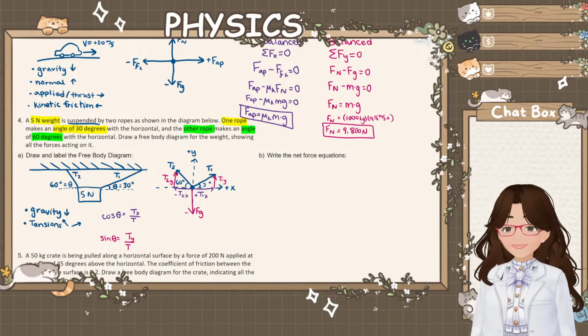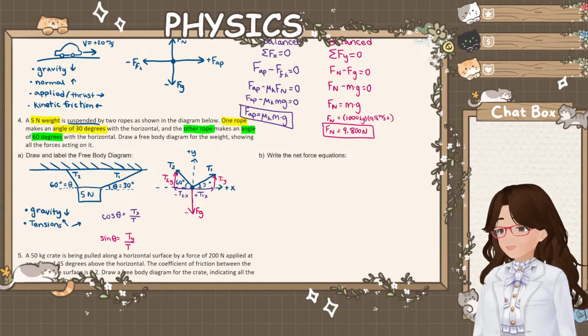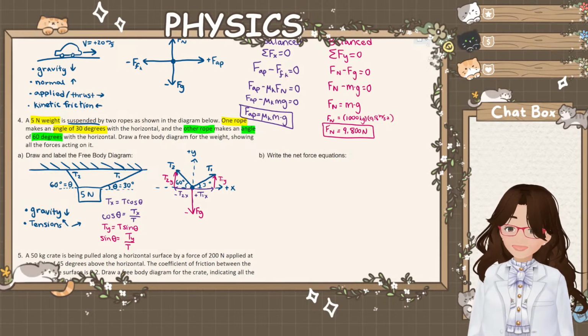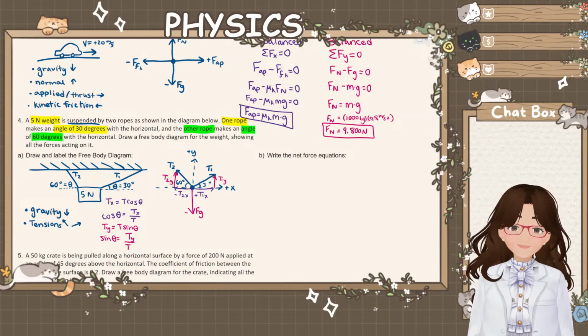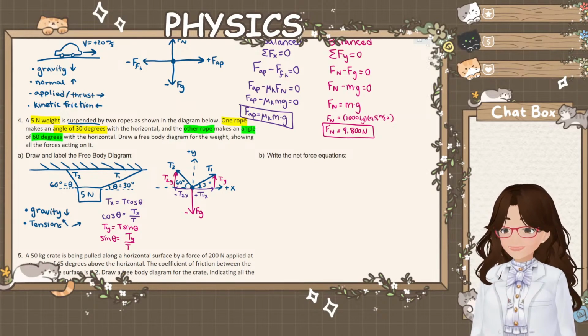So in this case, that will guide us for what we want to use. That means that Tx is going to be equal to T cosine theta. And it also tells us that Ty is going to be T sine theta. This works for both of them, so I just wrote a general statement. Okay, so now that we have this, we can write our net force equations.